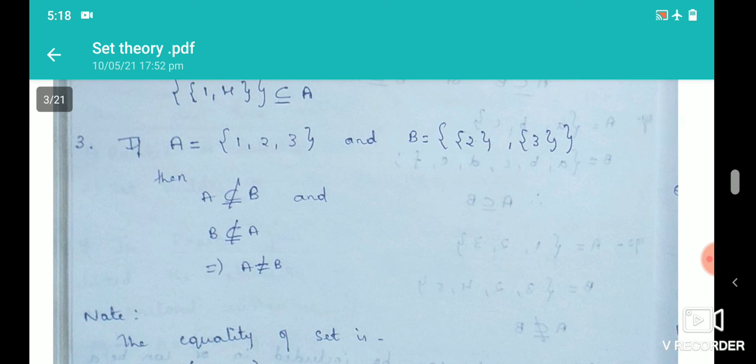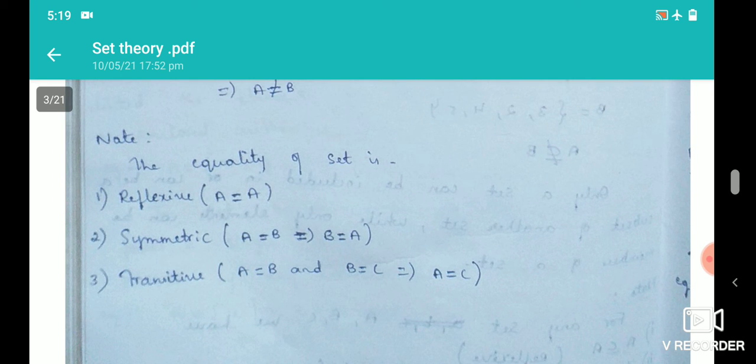For your notification, the next example is the set A equal to {1, 2, 3} and B equal to {2, 3}, that is a set of 2 and 3. Here A is not a subset of B. Similarly B is not a subset of A and we can say that A is not equal to B.